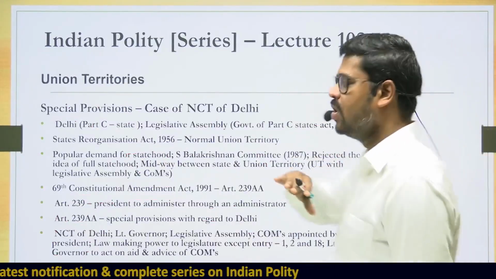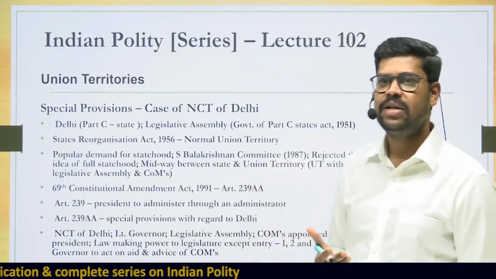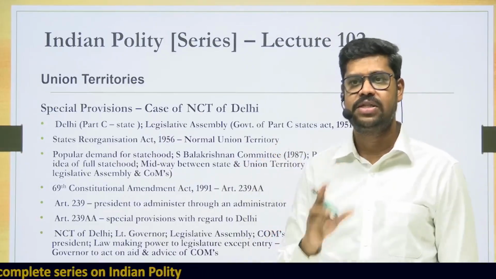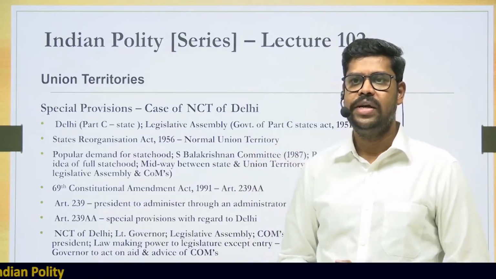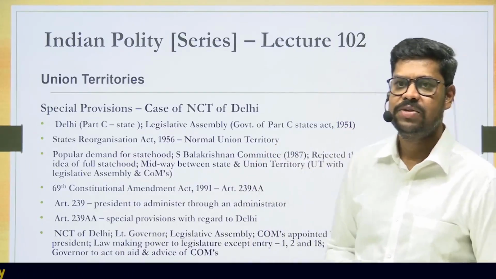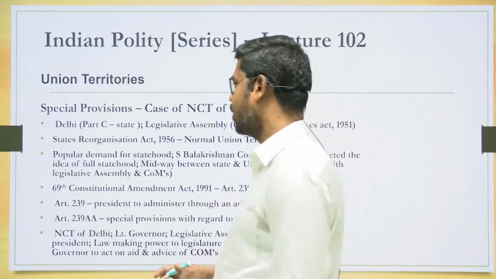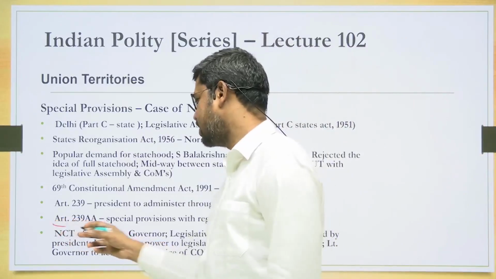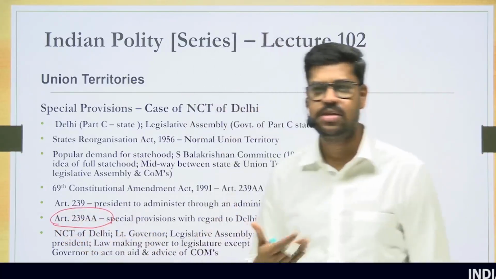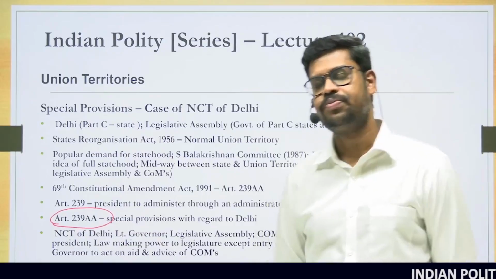So now, one last thing before we complete the lecture is also the special status that is given to the National Capital Territory of Delhi. So what is the article that is giving the special status to the National Capital Territory of Delhi? So presently it is Article 239AA which is giving the special status. Let me just discuss what the special status is also.